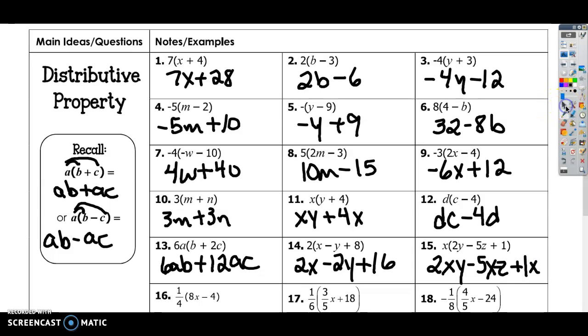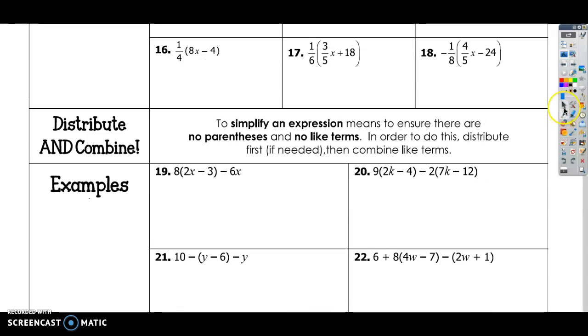All right, I moved the screen down a little bit so that I have room to work here. So numbers 16 through 18 have fractions, so let's look at the difference. All right, so we have 1/4 times 8x. So you're multiplying a number times a fraction. Okay, you can use your calculator, but it's good just to know how to do these in your head.